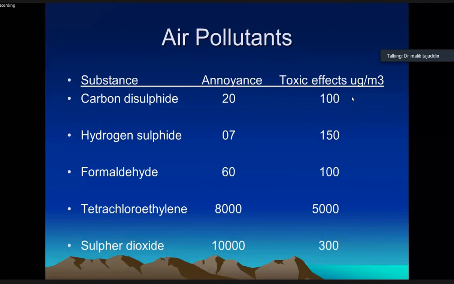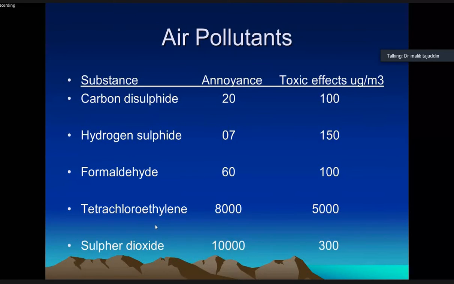There is an annoyance level where we may get disturbed, and there is a toxic level where they cause health problems to ourselves. And then you see carbon disulfide, hydrogen sulfide, formaldehyde, tetrachloroethylene, and sulfur dioxide, with their annoyance level and their toxic level. In the upper three, the annoyance level is much lower. That means when carbon disulfide is present at a quantity of 20 micrograms per cubic meter, we will notice disturbances in our lifestyle, but the toxic level is 100.